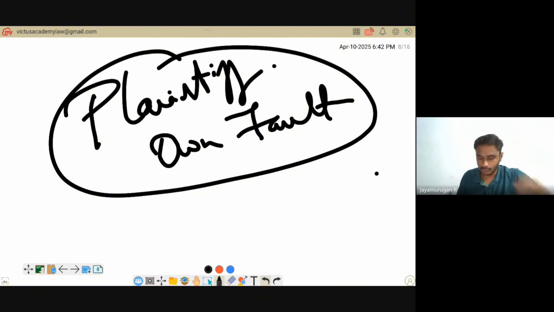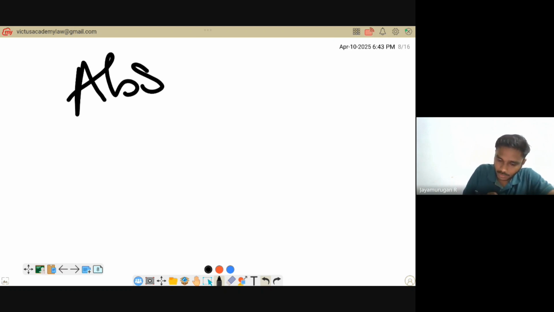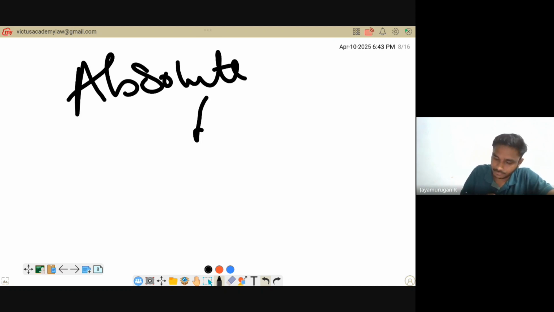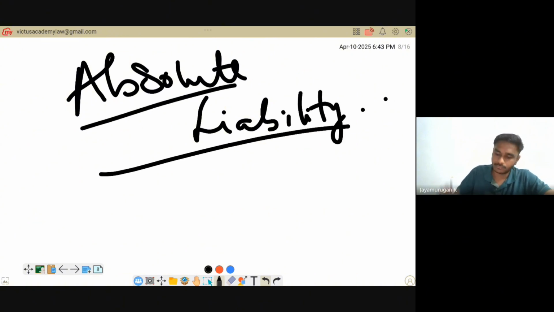So that's all with the strict liability. Now let's get into the concept of absolute liability. This liability is also similar to that of the strict liability, but in strict liability, at least the defendant can come up with some defense, because there are certain exceptions to the strict liability. But with absolute liability, there is no defense at all.